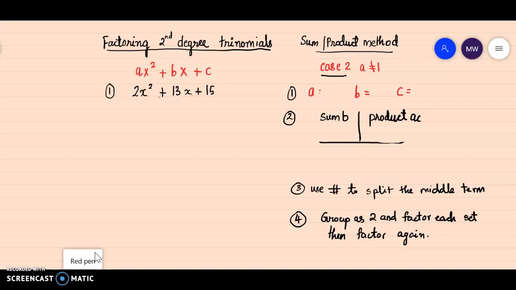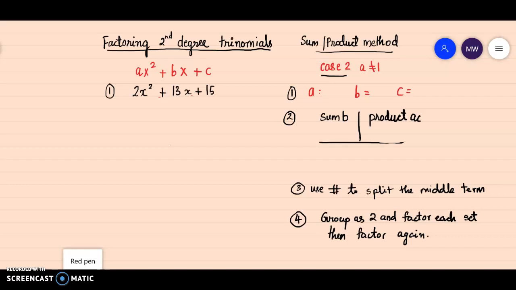This is case 2, when you have a second degree trinomial and the leading coefficient a, which in this case is 2, is a number other than 1. It can be any number other than 1. It can even be negative 1, 2, 3, negative numbers, any other number other than 1. It falls under the second case.